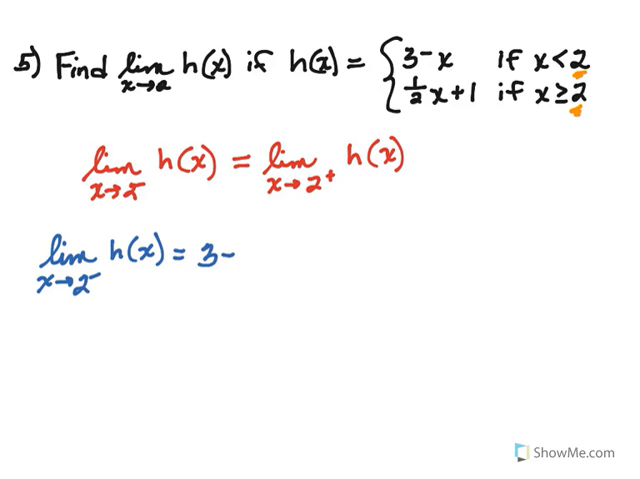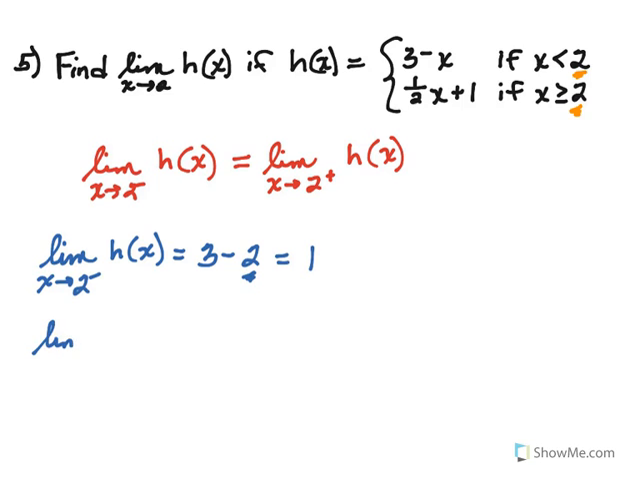So we're going to do 3 minus 2. Now notice how we actually substitute in 2. A lot of people think because we're approaching 2 from the left, we substitute in something just a little bit smaller than 2. No, we actually substitute in 2. All right, so out of that, obviously, we get 1.